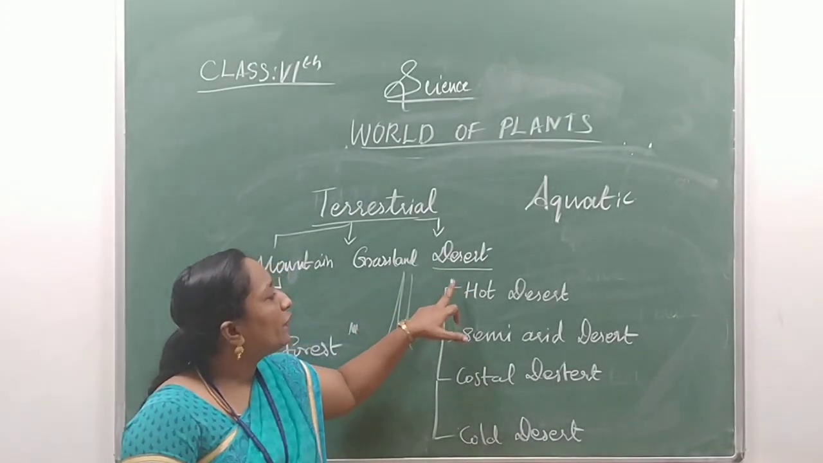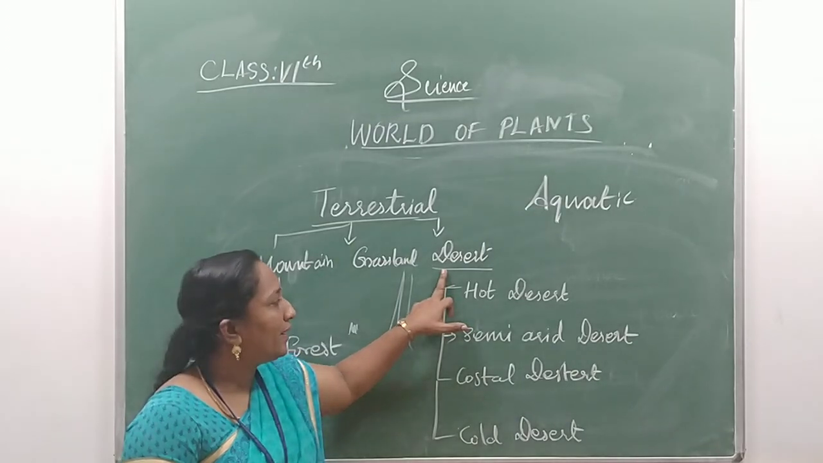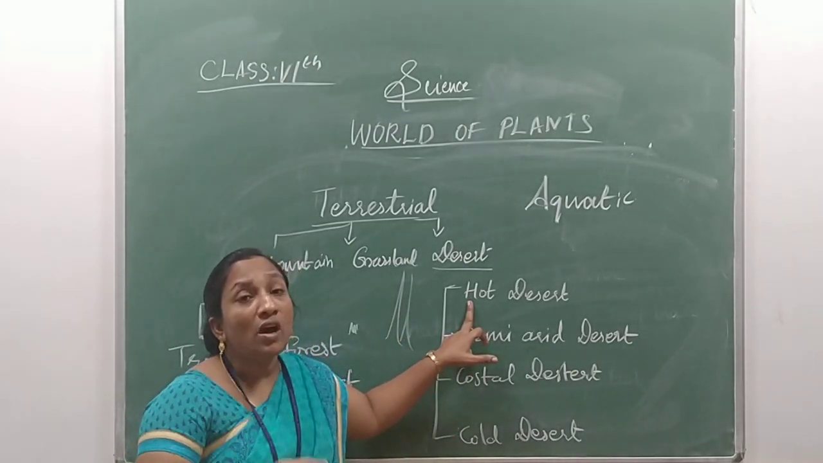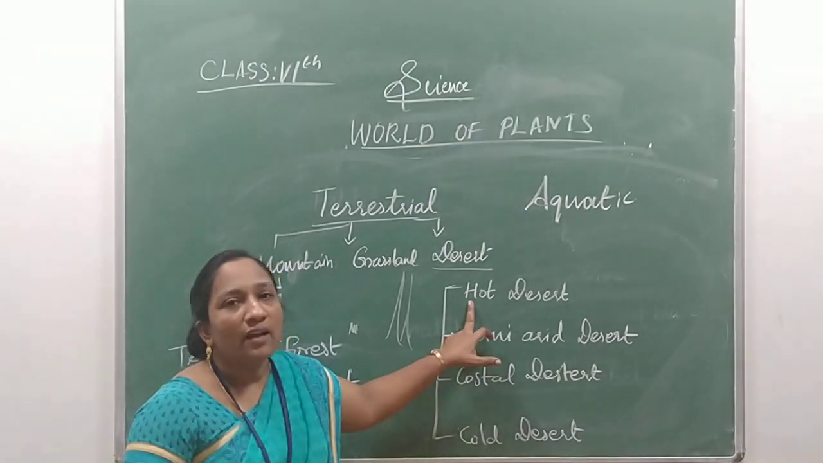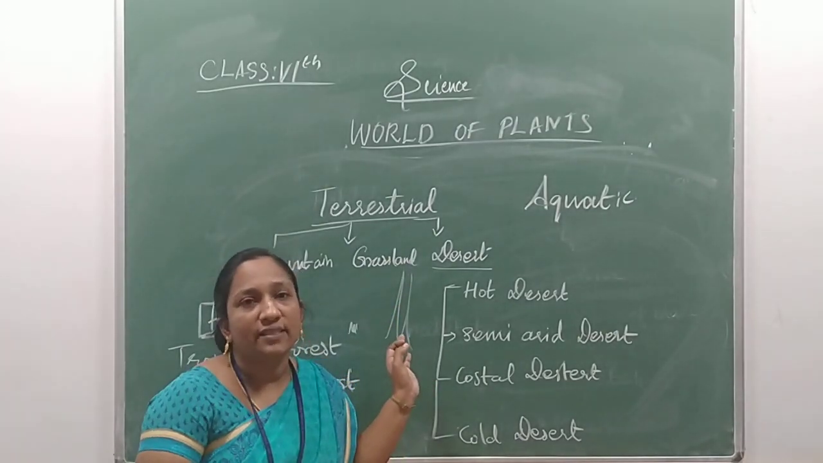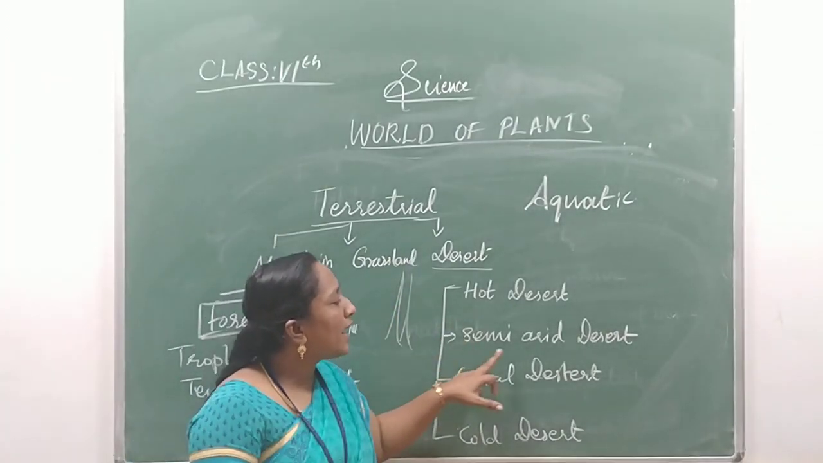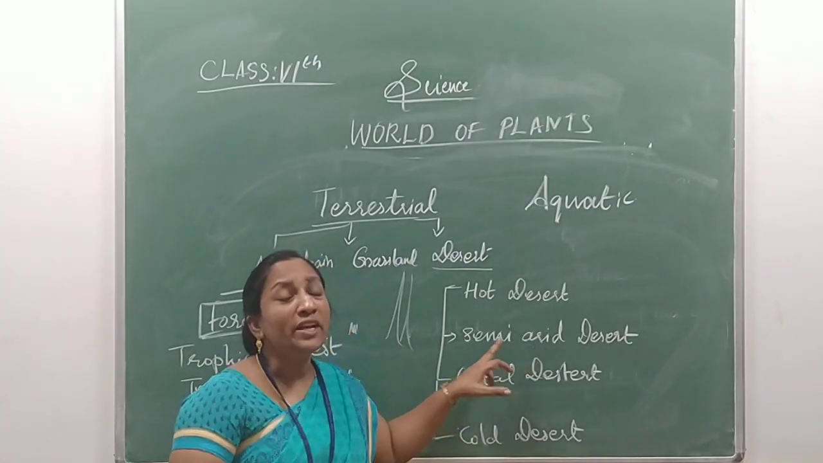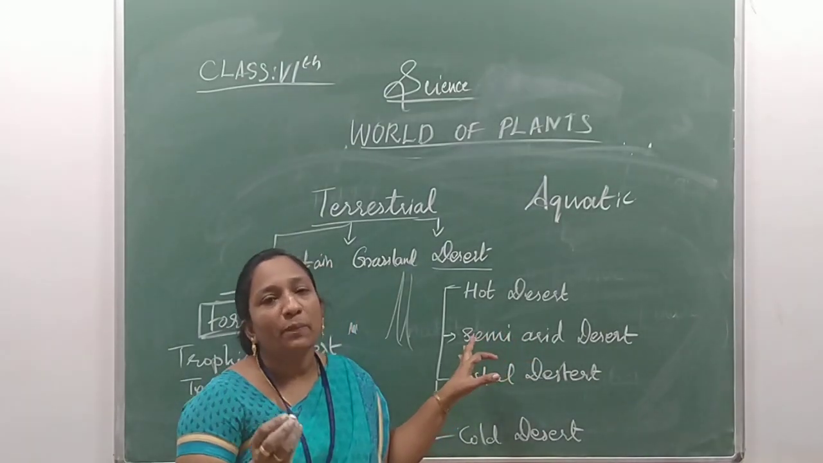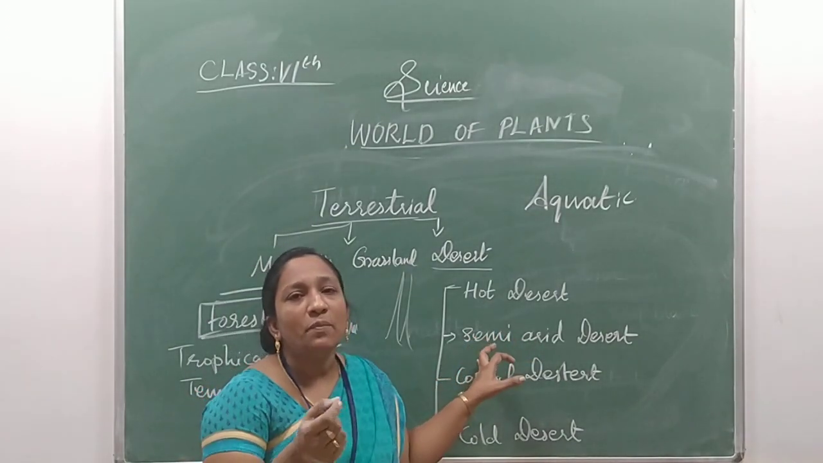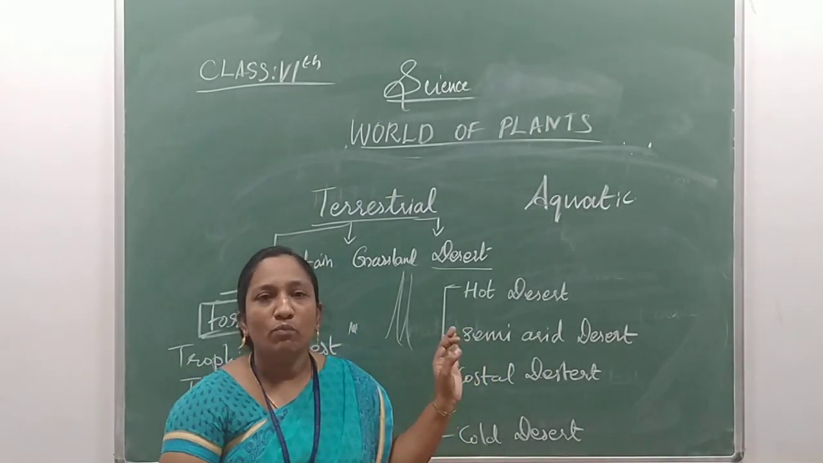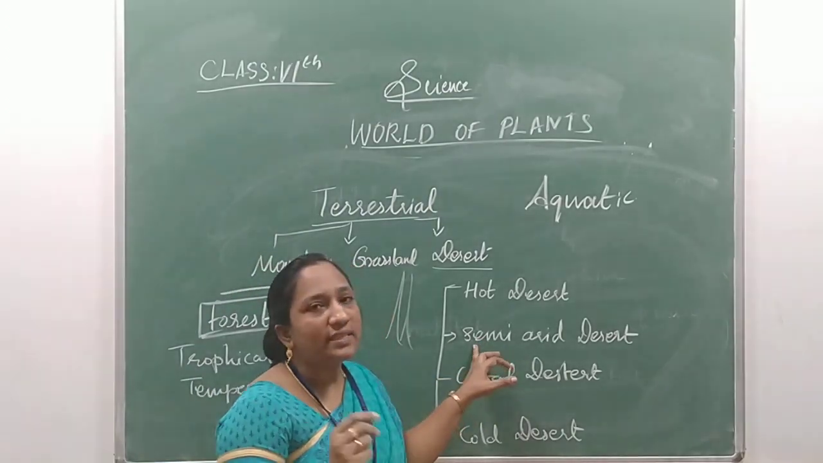Before that, these deserts are classified into four things. One is hot desert, which is very hot. The world's hottest desert is the Sahara desert. And even in our India, we have the Thar desert, which is so hot. And semi-arid means it will be getting 20 to 50% of rain. Why is it said to be arid? The soils are so loose, so they roll while the wind blows. So it is called semi-arid.